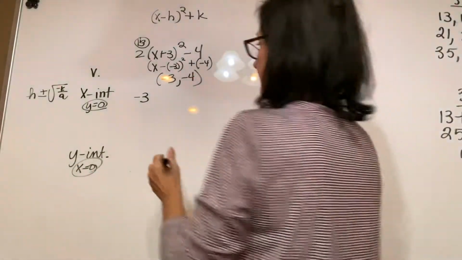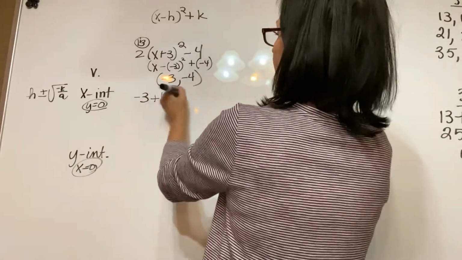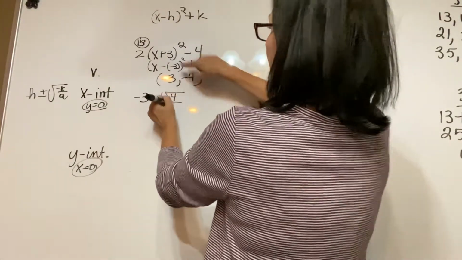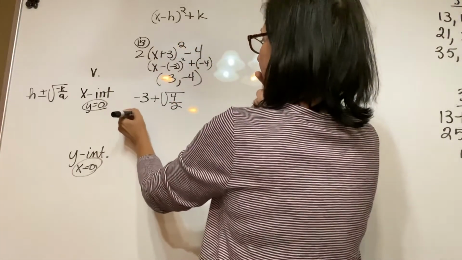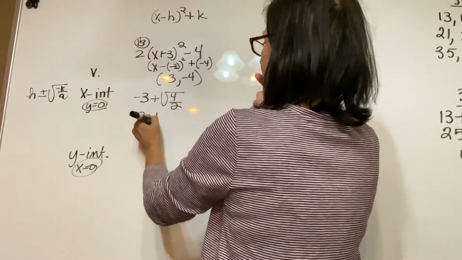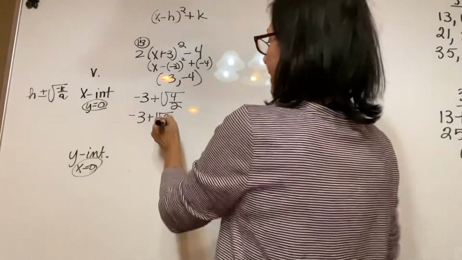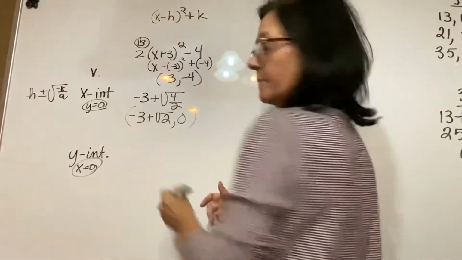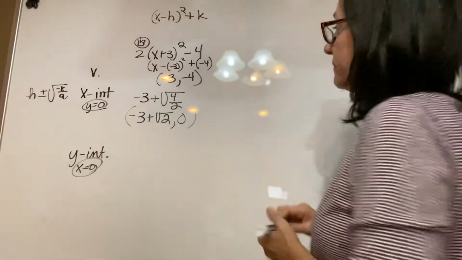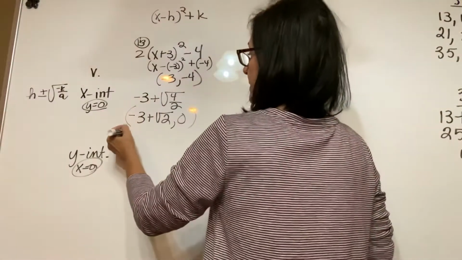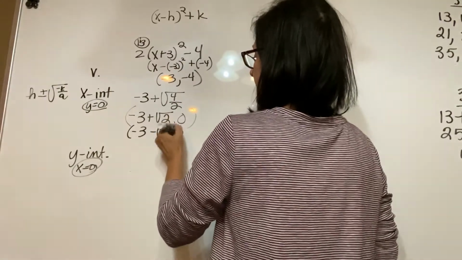All right, negative 3. We'll do the plus first. The square root of the opposite of k over the value of a, which is 2. So one of them is negative 3 plus the square root of 2. You leave it like that. Our y coordinate is 0, so writing them as a coordinate point would look like that. The other one is just minus, so it's negative 3 minus the square root of 2, 0.